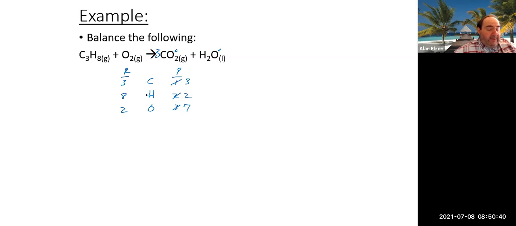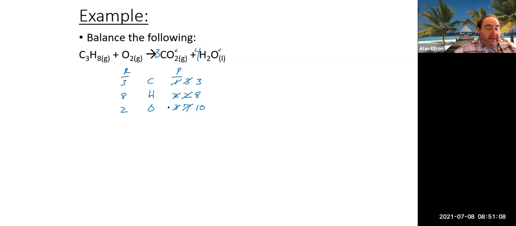We will go with the hydrogen next, and hydrogen has 8 on the left, 2 on the right. So we can put a 4 in front of the water. By doing that, it gives us 3 of the carbon, 4 times 2 is 8 of the hydrogen. And now in terms of the oxygen, we have 6 in the first one and 4 in the second. That is 10, I believe.